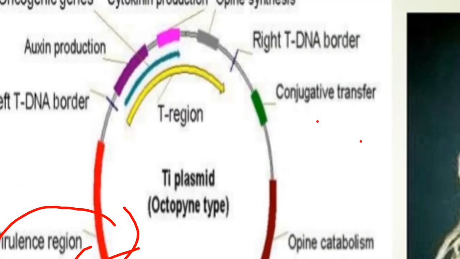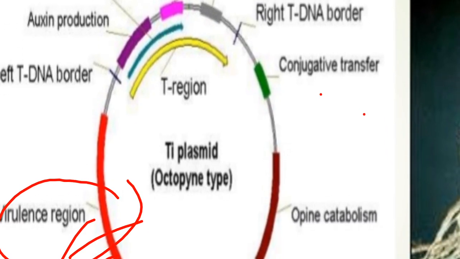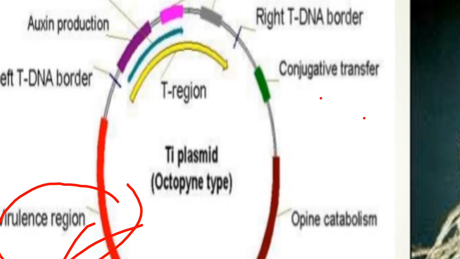You know where the tDNA is present, so this portion, the T region, we call it the tDNA. Not the entire plasmid is going to be inserted into the plant genome. Only the T region is going to be inserted into the plant genome. So how can it be inserted? In order to transfer this tDNA into the plant cell, the Vir genes are going to code for the proteins which are involved in the tDNA transfer.